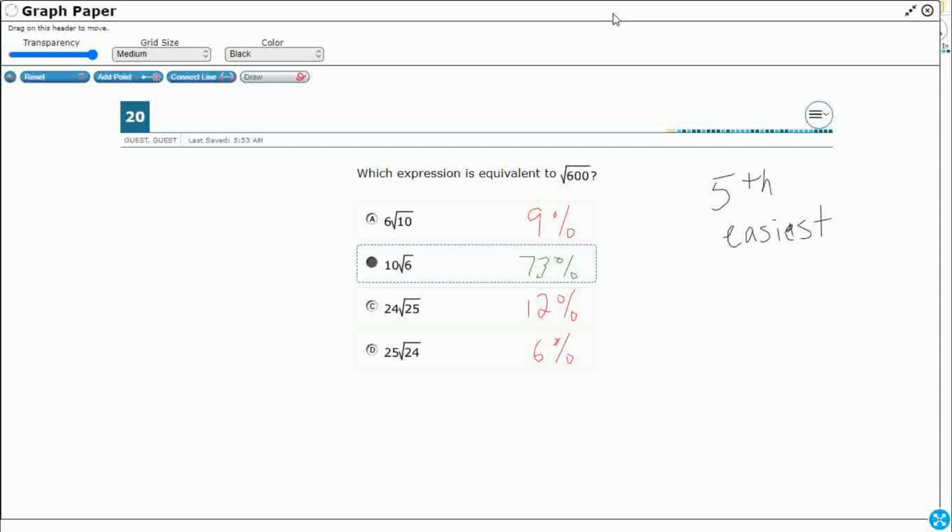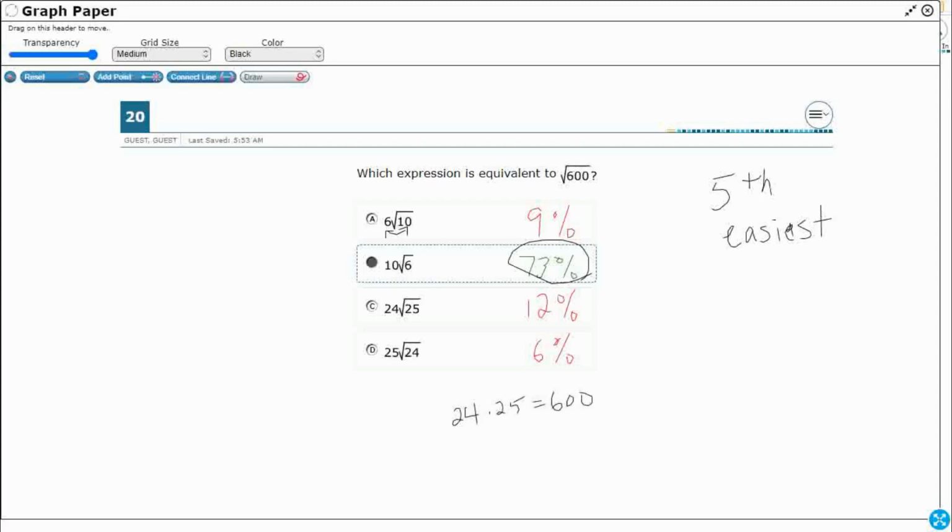So this was the 5th easiest problem. Look at that, over 70% getting it correct. You see A here, we just kind of swapped. We did it all correctly, and then we just swapped the 10 and the 6 in different locations here. You could also get 600 if you do 24 times 25. It's not the most efficient because you would need to simplify it one more time, but that does equal 600.